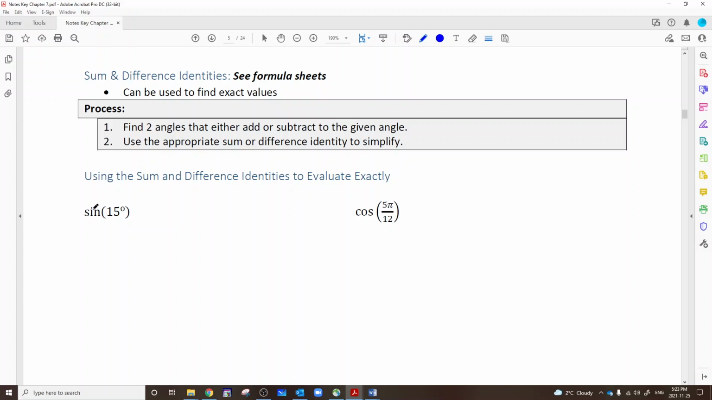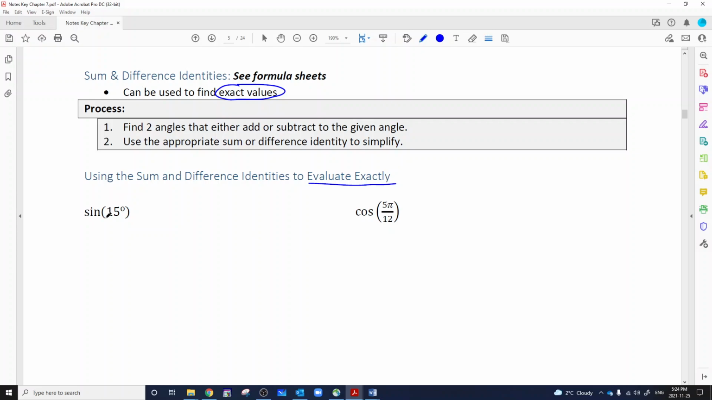So this last video for 7.1 is going to take a little bit of a change. Instead of simplifying using an identity, we're going to use identities to find exact values. So this is going to feel a lot more like chapter 6. You are going to be given a question where it says, use the sum and difference identities to evaluate exactly. So these should involve your exact triangles.